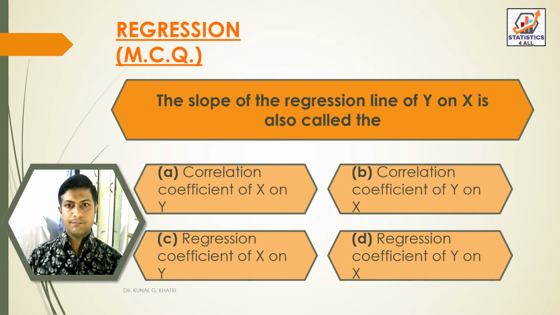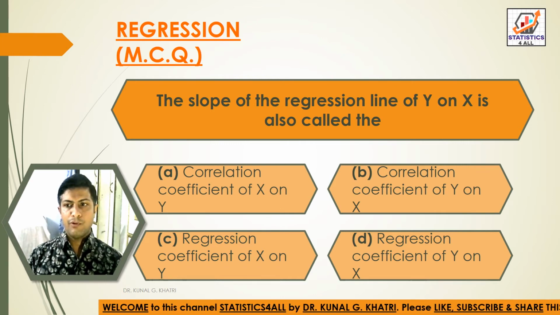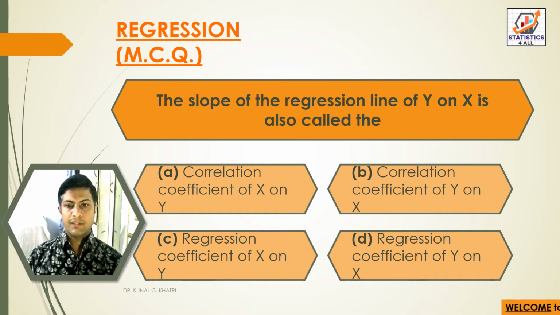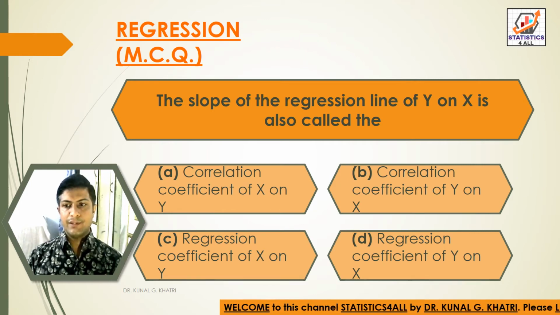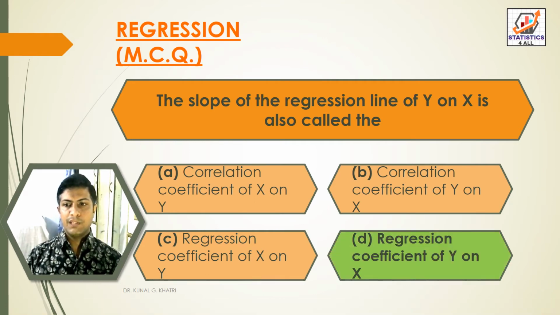Next question. The slope of the regression line of y on x is also called the option A correlation coefficient of x on y, option B correlation coefficient of y on x, option C regression coefficient of x on y, option D regression coefficient of y on x. So here we have answer option D, regression coefficient of y on x. The slope of the regression line of y on x is also called the regression coefficient of y on x.